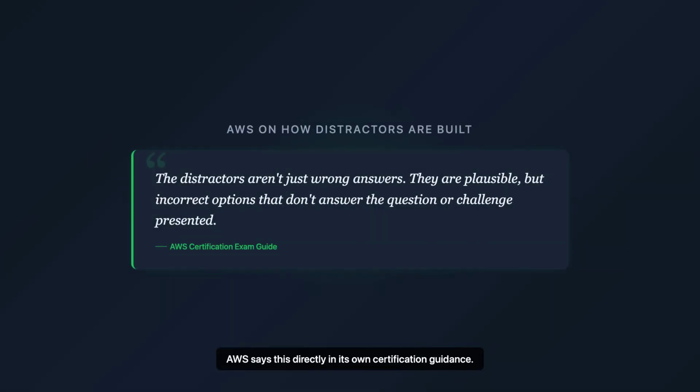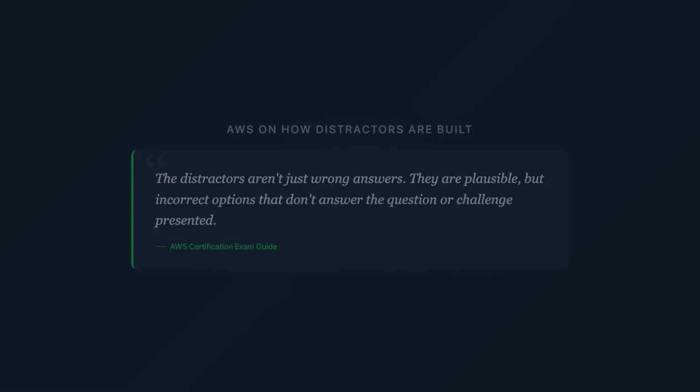Amazon Web Services says this directly in its own certification guidance. The distractors aren't just wrong answers, they're plausible options that don't actually answer the specific question being asked. That's the key phrase. Don't answer the specific question. A distractor is usually a valid service used in the wrong scenario, or the right service applied with more operational overhead than the qualifier allows. Once you see them as deliberately constructed, they stop feeling like traps and start feeling like clues.